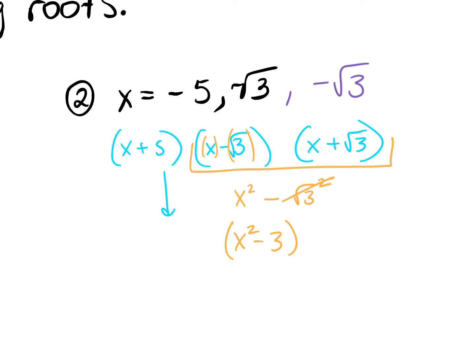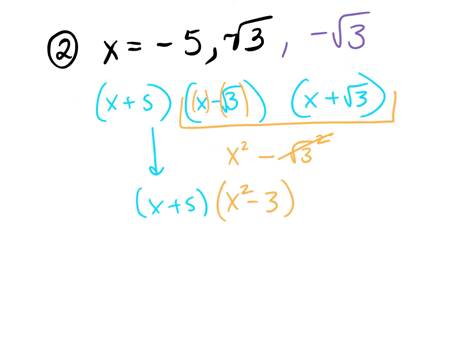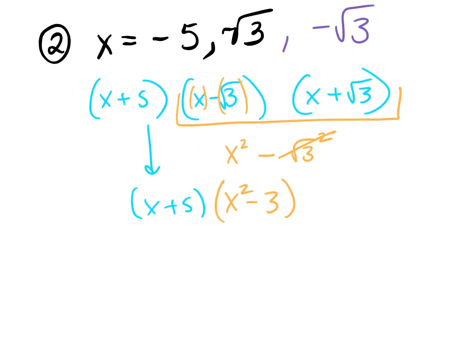Now I just have to multiply by x plus 5. So I'm just going to FOIL these together. Start by multiplying the first. X times x squared would be x cubed. X times negative 3 is negative 3x. 5 times x squared is 5x squared. And 5 times negative 3 is negative 15.